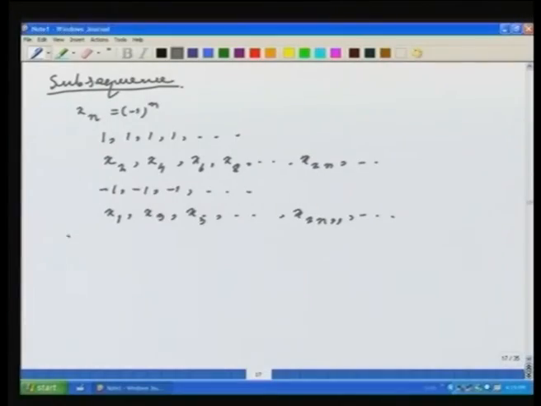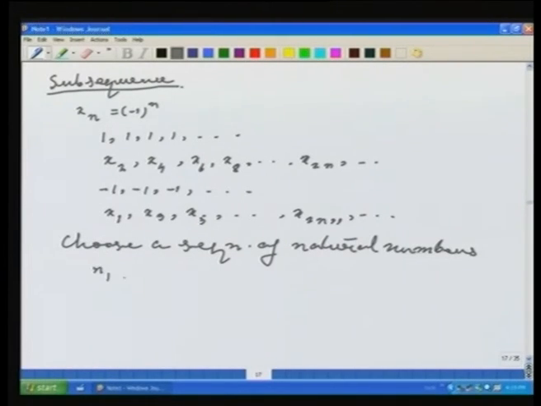So, what I do is, first I choose a sequence of natural numbers n1 less than n2 less than n3 less than n4 and so on, and then look at the corresponding terms of the given sequence xn, that is xn1, xn2, xn3, xn4 and so on.